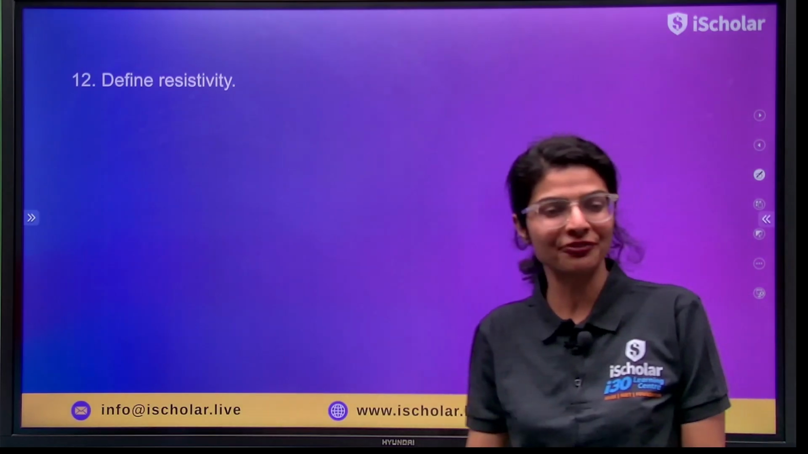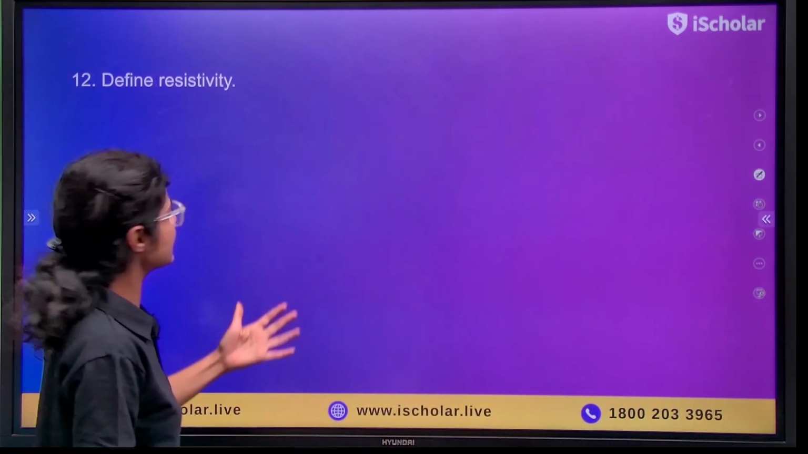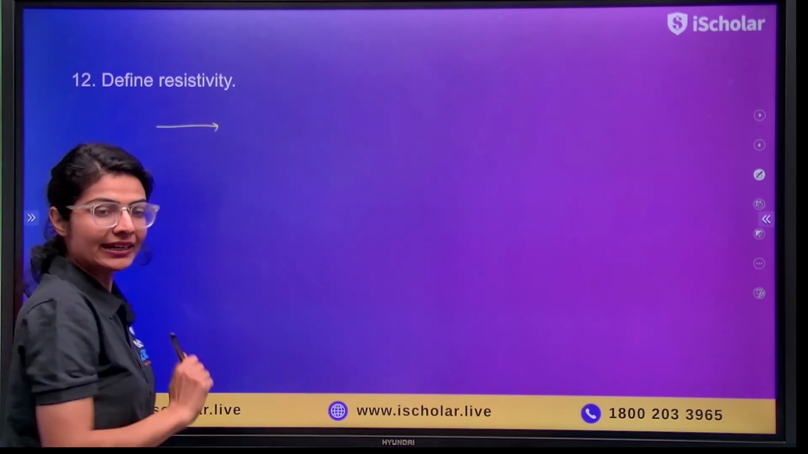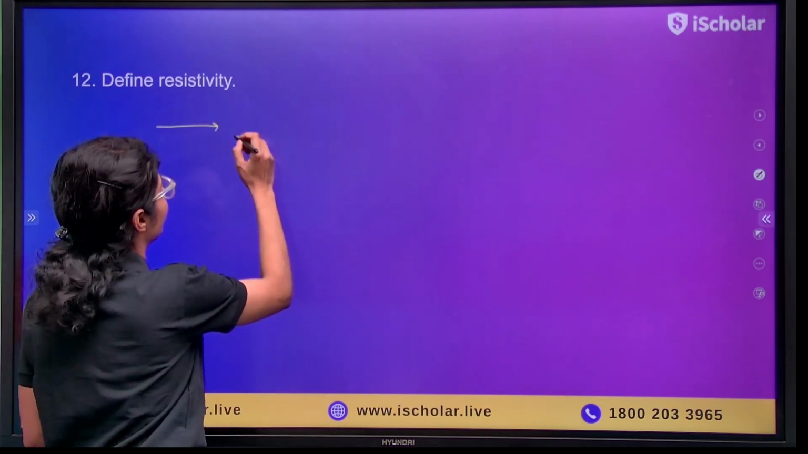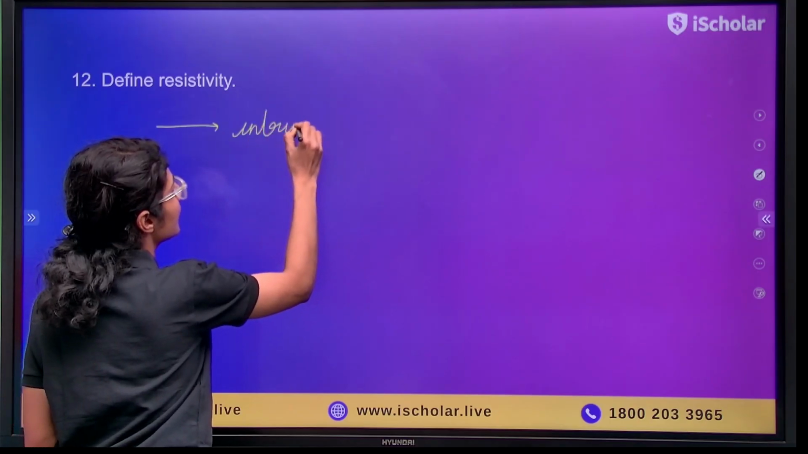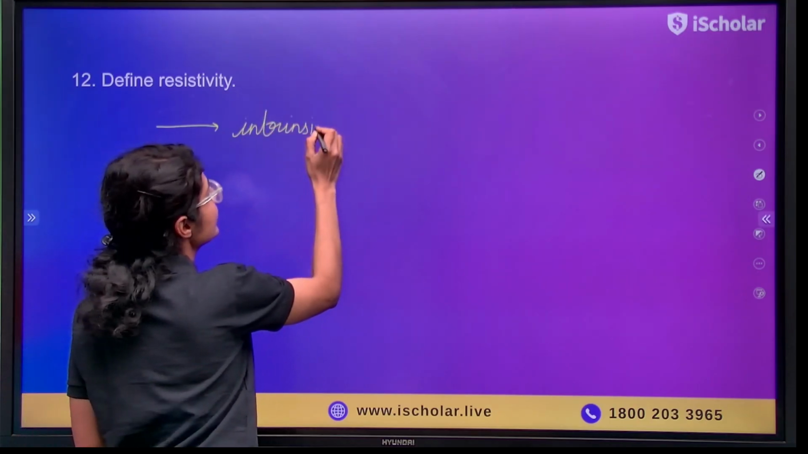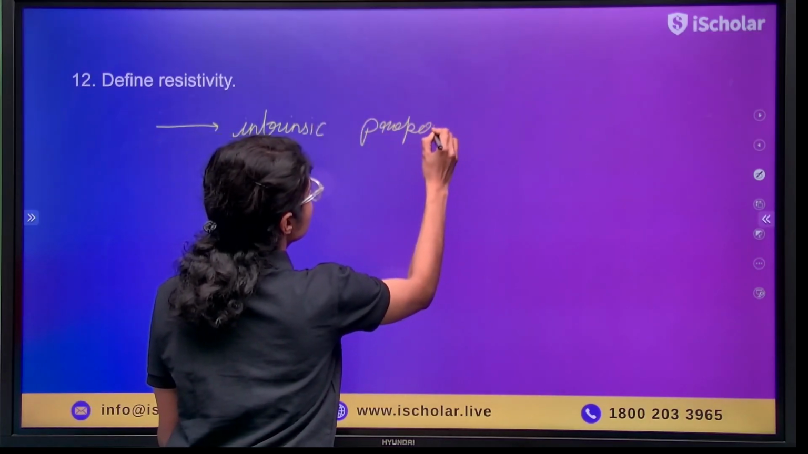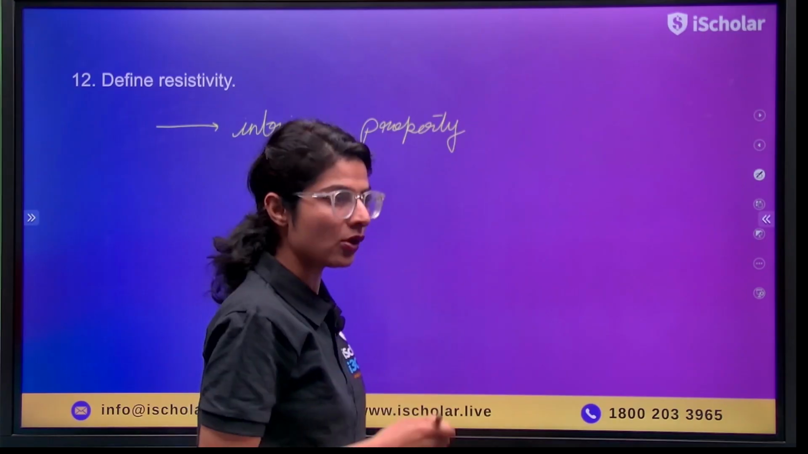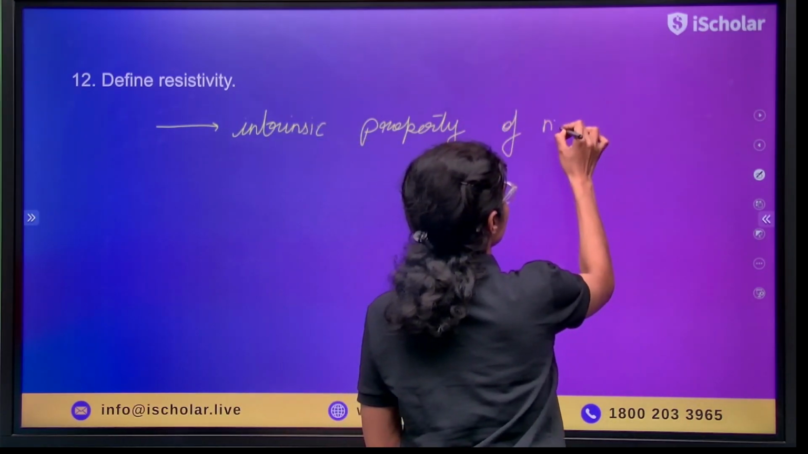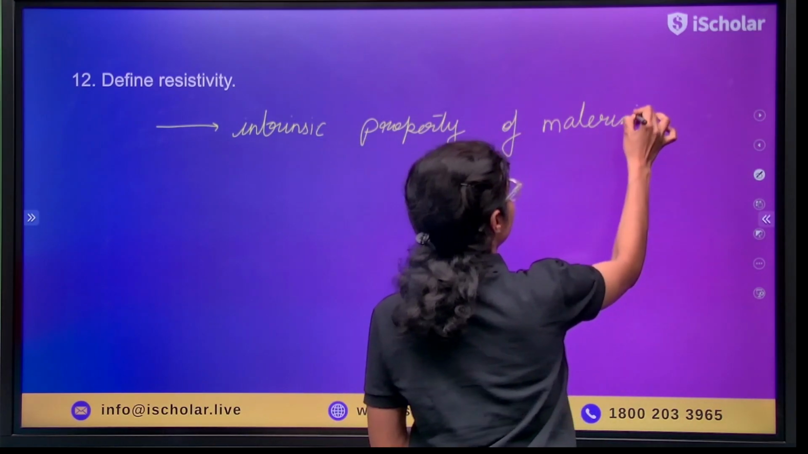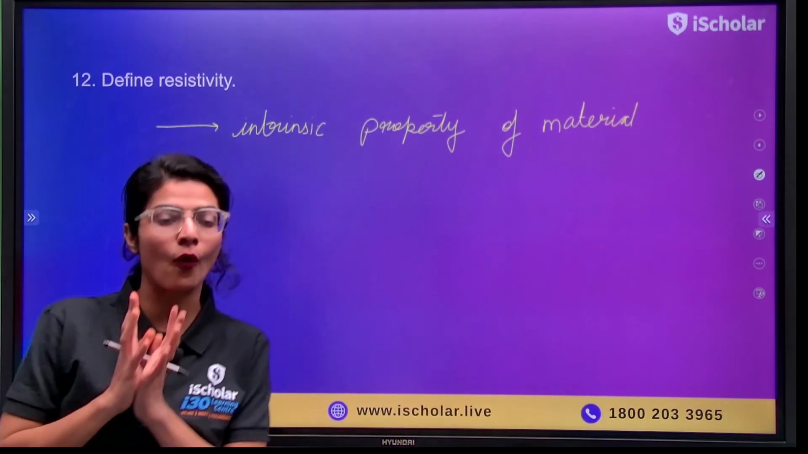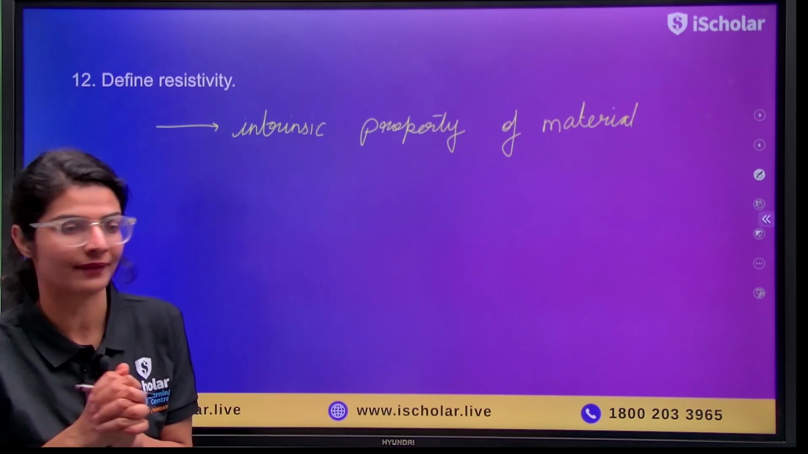Okay, so the last question for this session is define resistivity. So everyone knows what is resistivity, how can we define it? Resistivity is an intrinsic property of any element. By intrinsic, I mean, students, internal. Intrinsic property of the material which shows how strongly it is going to resist the path of the electron.